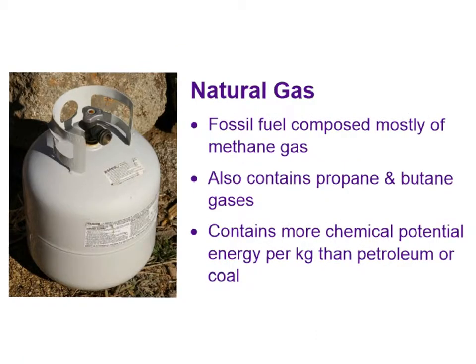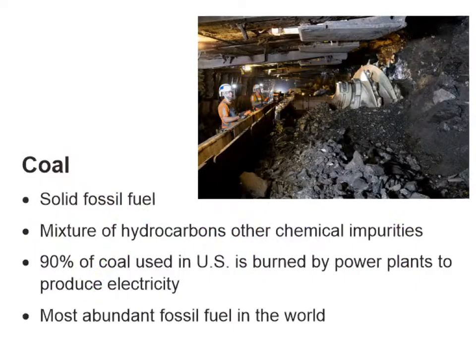Natural gas is simply a fossil fuel composed mostly of gas, mostly methane gas, actually. It has a little bit of propane and butane in it as well. It contains more chemical potential energy per kilogram than either petroleum or coal. It also happens to burn cleaner than other fossil fuels and produces fewer pollutants. Coal is a solid fossil fuel, and it can be mined, found in different mines.